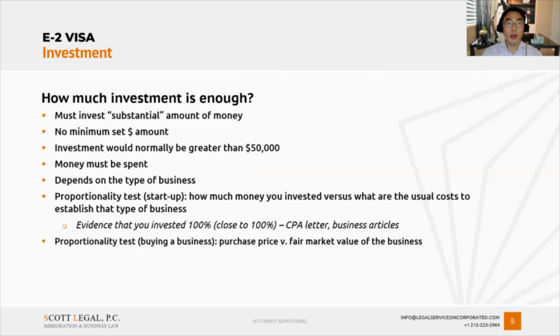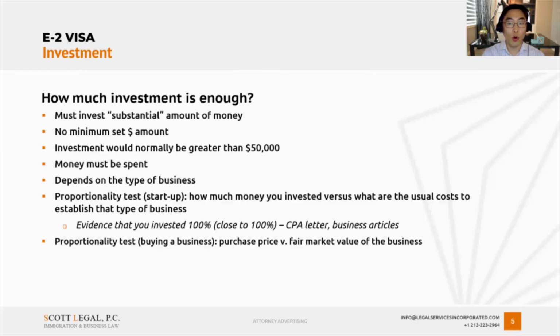Next slide. The regulation: how much investment is enough? Again, the regulation does not specifically state the minimum investment amount for the E2 visa. As you know, the EB5 requires a minimum investment, like $800,000, but E2 does not have such a requirement. This means you could get approval even with $50,000, depending on the type of business. More importantly, you need to show the amount is enough to make the business fully operational. So again, it should look reasonable to the government officer.